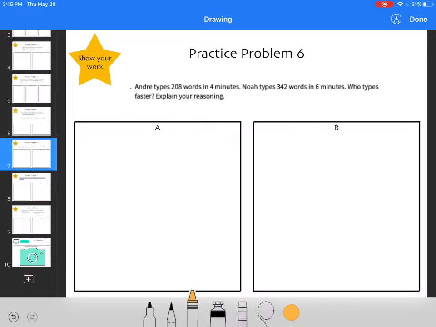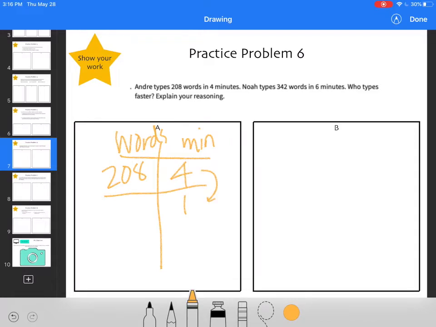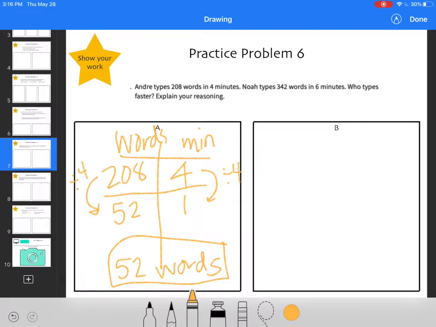So Andre types 208 words in 4 minutes. Noah types 342 words in 6 minutes. Who types faster? So I have my words and I have my minutes. So I know this is 208 words in 4 minutes. I want to figure out what it is per minute. So I'm dividing by 4 on each side. So that's 52 words per minute.